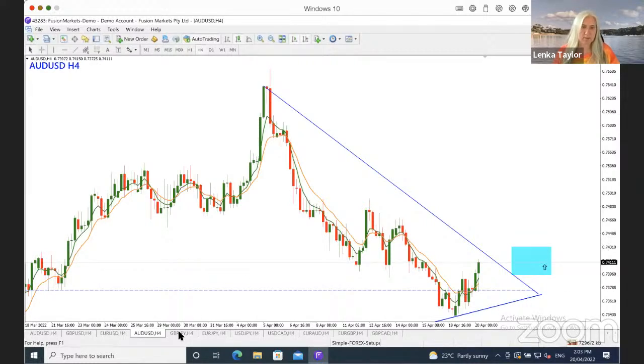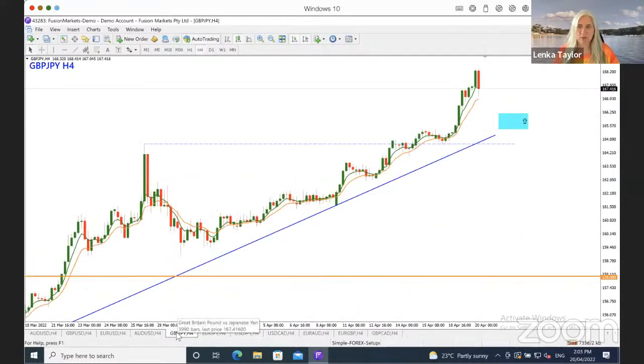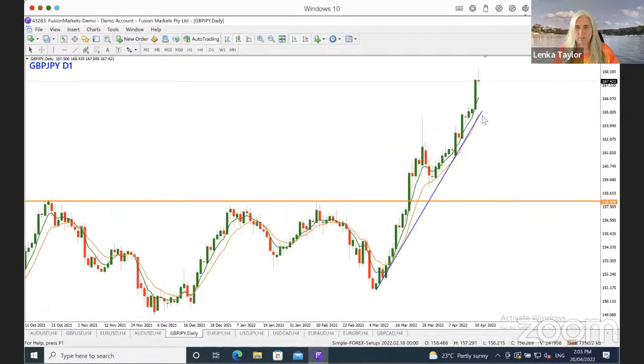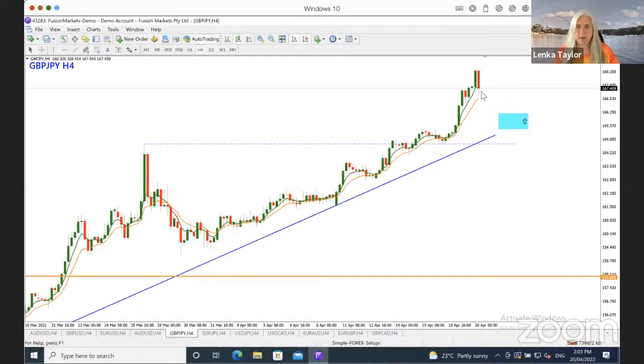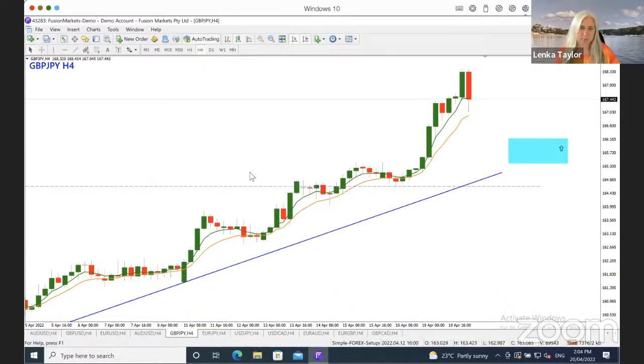Next currency pair I'm looking at is GBPJPY. And GBPJPY, I'm still looking for long. We're still in an uptrend. So any pullback down to the EMA or down to the trend line would be great, and then looking for a new long opportunity.